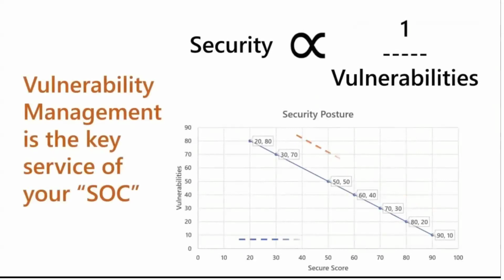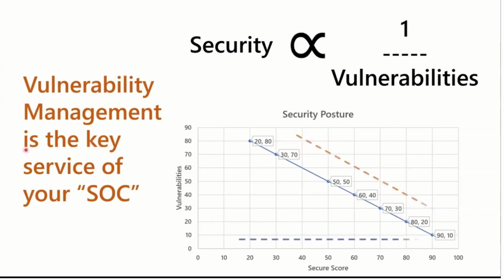If you want to know the wellness of your cybersecurity infrastructure, you see how many vulnerabilities are present in your system. Your information security is directly proportional to how secure your system is. Higher the vulnerabilities, lower will be the security. Lower the vulnerabilities, higher will be the security. So you see that there is an inverse relation between vulnerability and security. Vulnerability management is a key service of your security operations center.